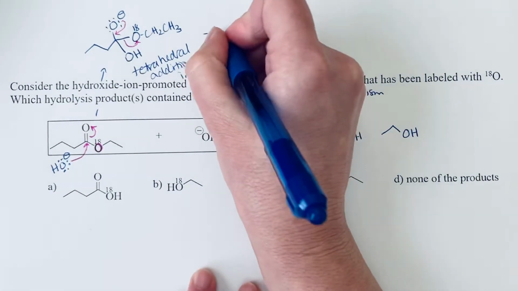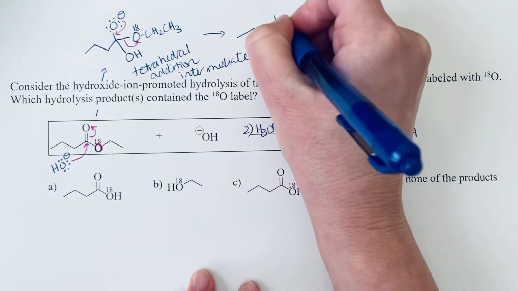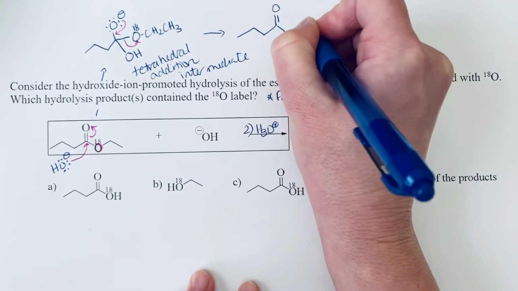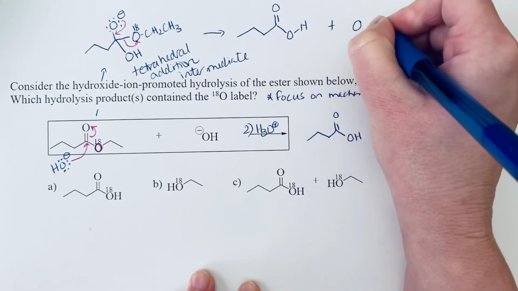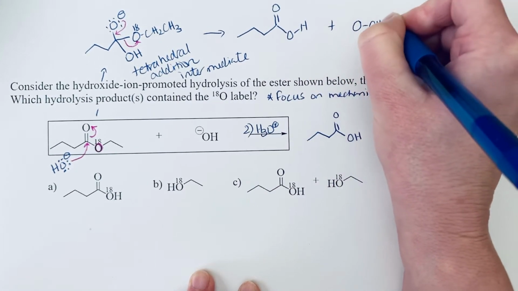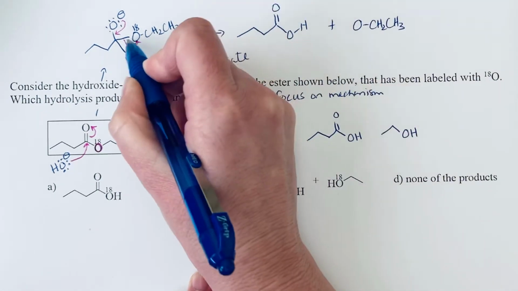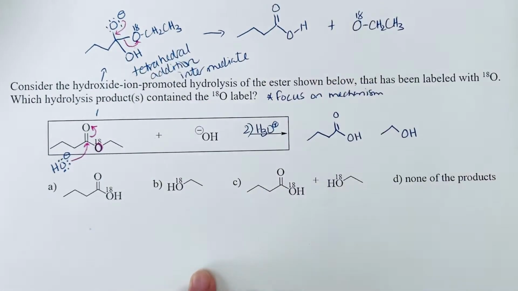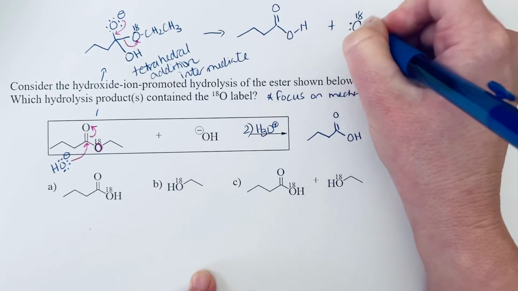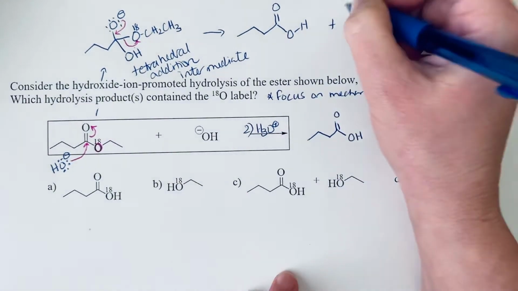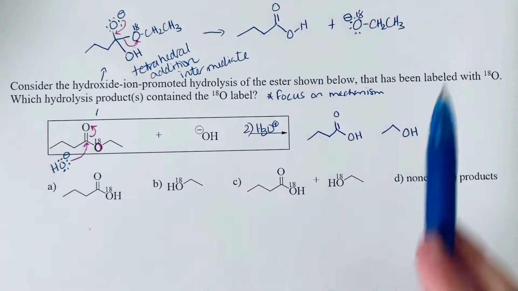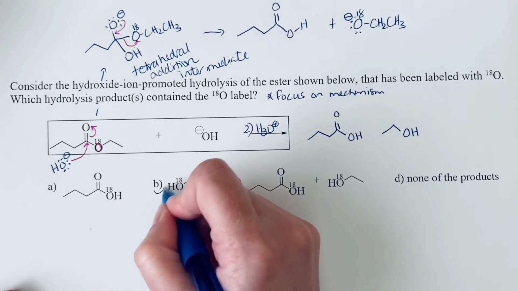So this tells us that we have a carboxylic acid, and we have the alkoxide, and that alkoxide contains that labeled oxygen. I should put the negative charge on there. This is enough information for us to be able to say that B here is the right answer.